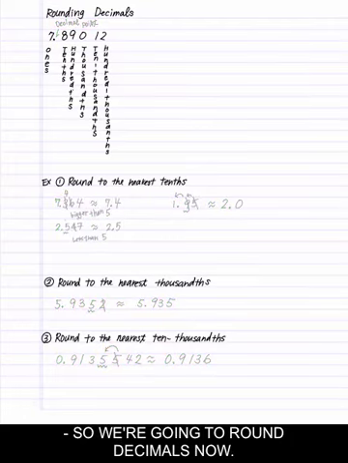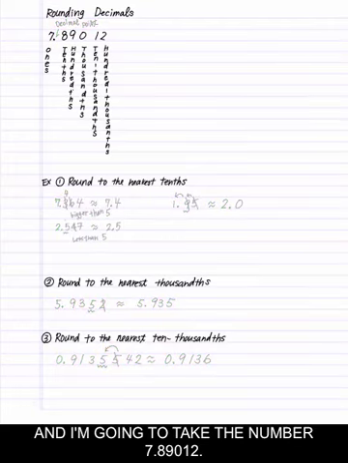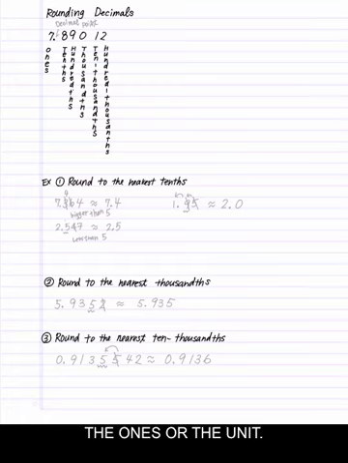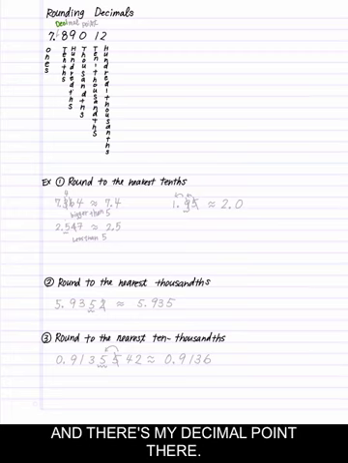So we're going to round decimals now. And I'm going to take the number 7.89012 and identify the various pieces here. The 7 is in what's called the ones or the unit. The 8 is in the tenths. And there's my decimal point there.